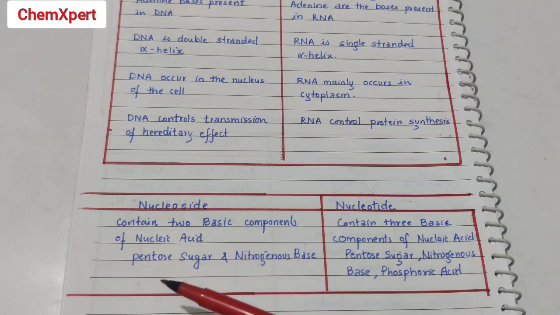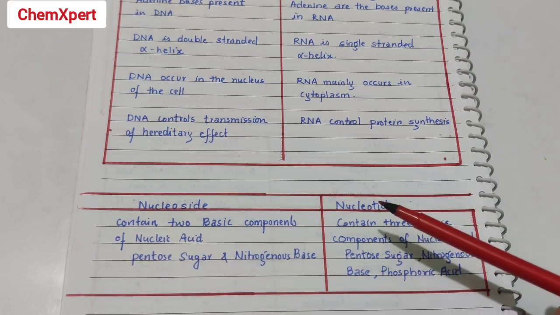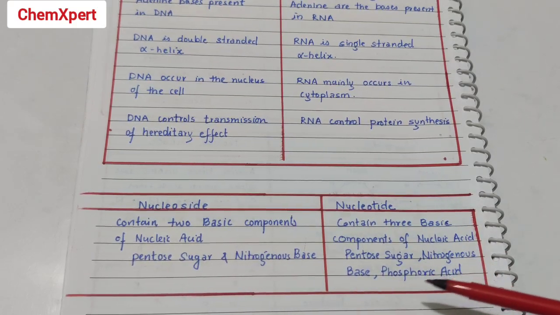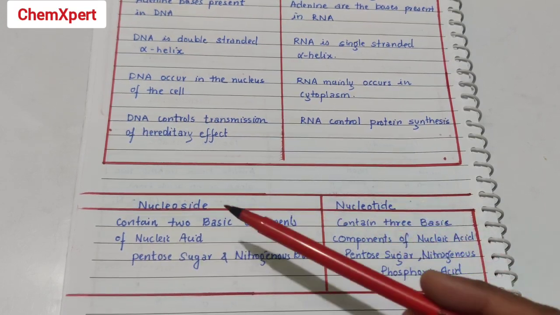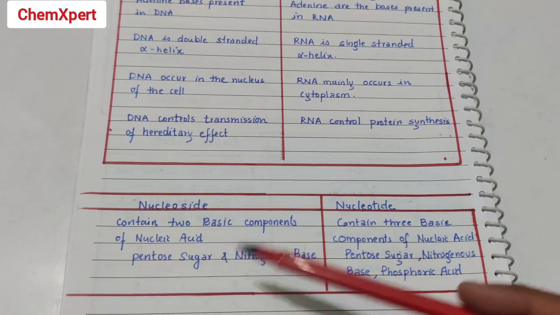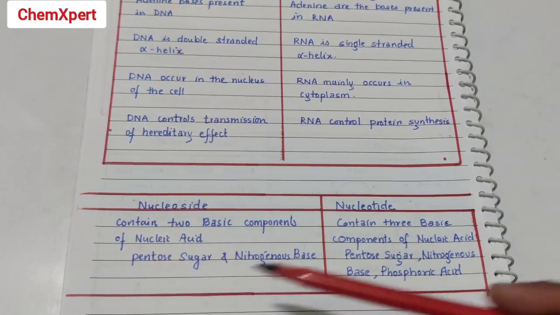So in nucleoside only two parts are present, and in nucleotide, phosphate or phosphoric acid is also present. So these three are the important parts. In nucleotide 3 components are there. In nucleoside only the first 2 components are present.